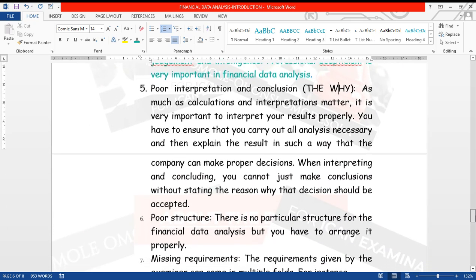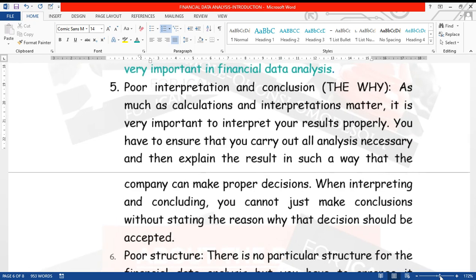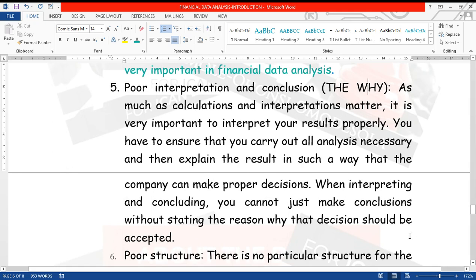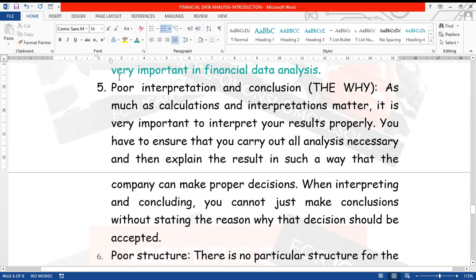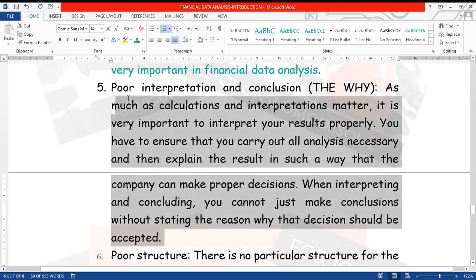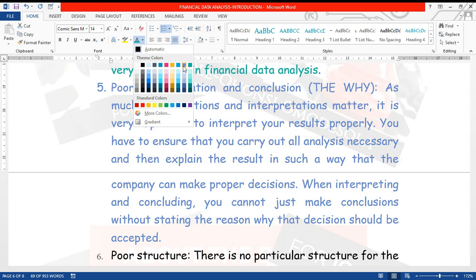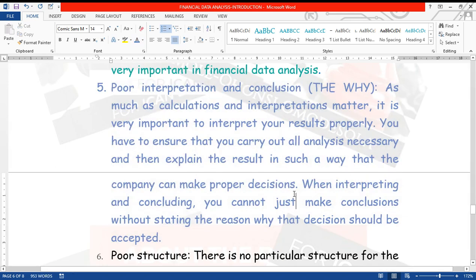Another issue again is poor interpretation and conclusion. Very poor interpretation can actually be a problem. Poor interpretation and conclusion too is a big problem. As much as calculations matter, it is very important to interpret your results properly. You have to carry out all the analysis that is necessary and then explain the results in such a way that the company can make proper decisions.